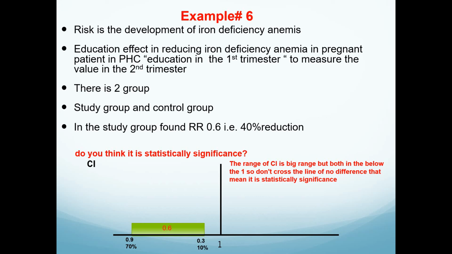So we think that it is statistically significant. We look at the p-value. The p-value is less than 0.05. And then we will look at the confidence interval. In this study, we find that the confidence interval doesn't cross the line of no difference. That means the educational material was sufficient to reduce iron deficiency anemia in our whole population if it is repeated 95 times, with a relative risk of 0.6. The confidence interval is between 0.3 and 0.9.